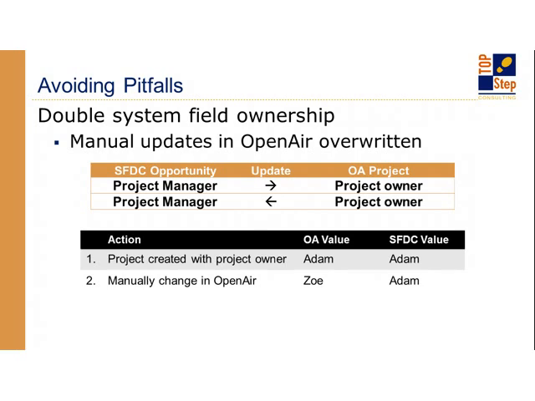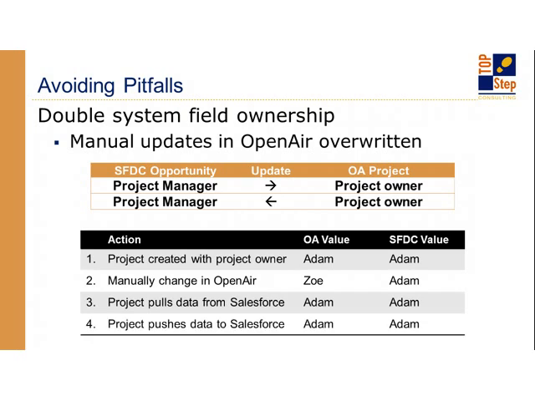Okay, no problem. Run the integration, it should fix it, right? Now, when you run the integration, the project pulls data from Salesforce, but in Salesforce, it's Adam, so we've just overwritten what we changed in OpenAir. And then we push that OpenAir data that was just overwritten, which is Adam, back to Salesforce, which is Adam. So what just happened? That change that we made in OpenAir was overwritten by the integration.